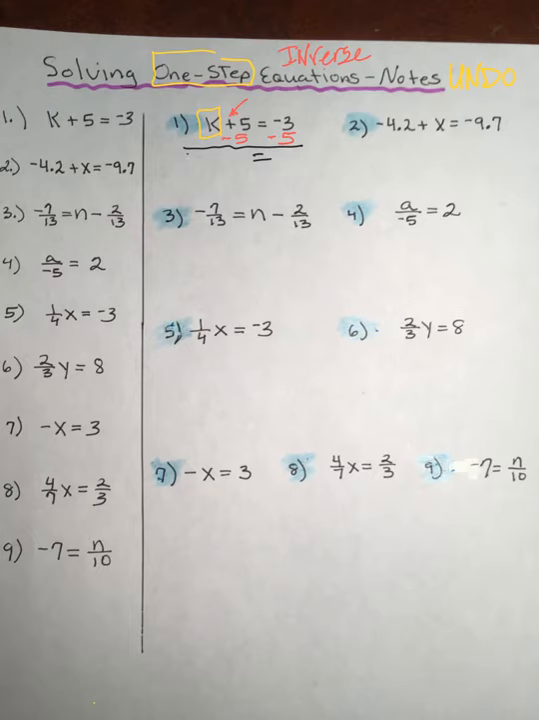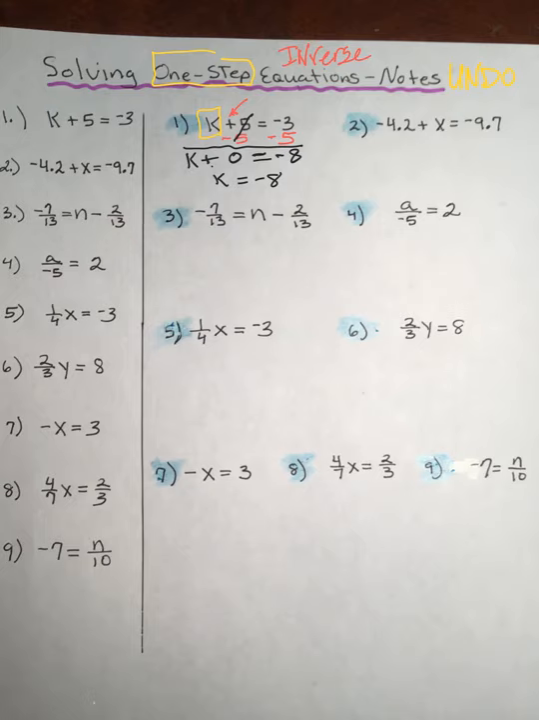So that leaves us k, and then plus, and then a positive 5 and a negative 5 is 0. And then negative 3 minus 5 is a negative 8. And then k plus 0 is just k. So that leaves us k equals a negative 8.